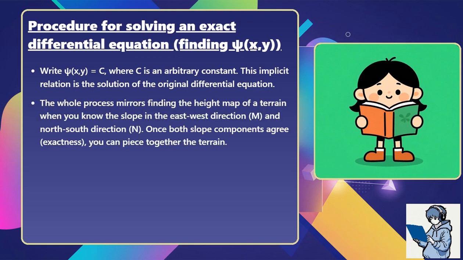The whole process mirrors finding the height map of a terrain when you know the slope in the east-west direction, M, and north-south direction, N. Once both slope components agree, exactness, you can piece together the terrain.